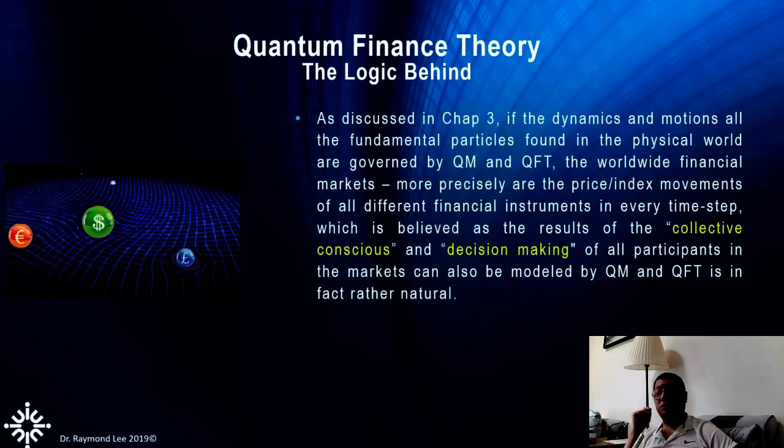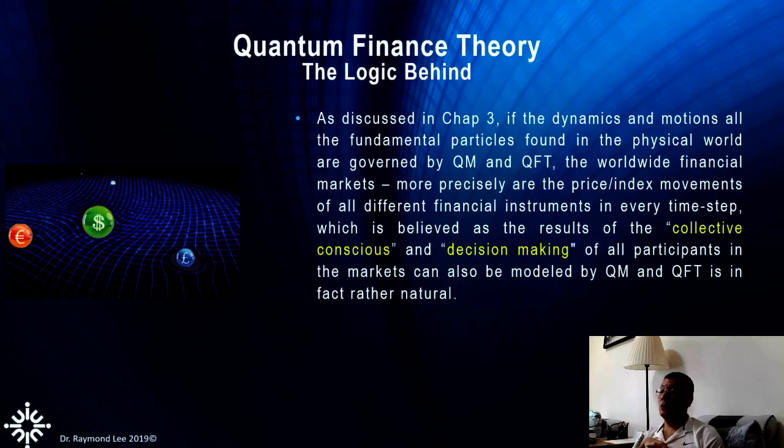So as discussed in the last lecture, if the dynamics of the motion of all the financial particles found in this physical world are governed by quantum mechanics and quantum field theory, the whole financial market, more precisely, the price and index movement of every single time step, can be considered as what we call the collective decision making or consciousness of all the participants in the financial market.